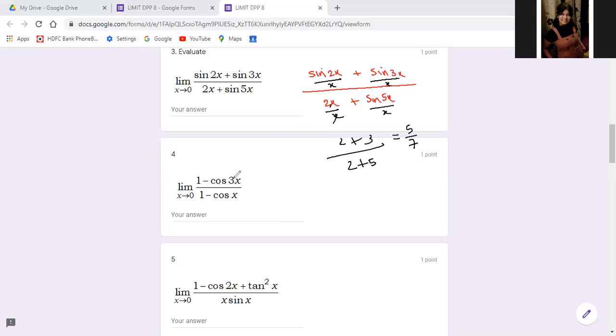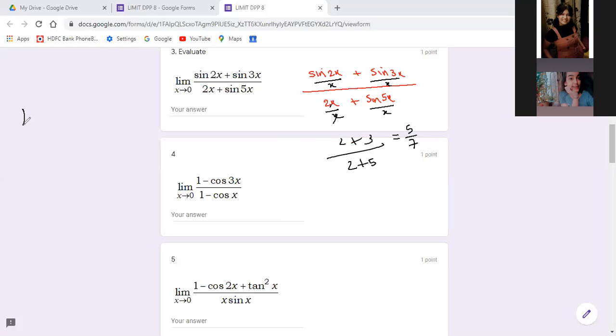Now for this problem, actually, you can just do it this way. I taught you an idea before: limit of 1 minus cos kx upon x square. Do you remember what the answer for this is?